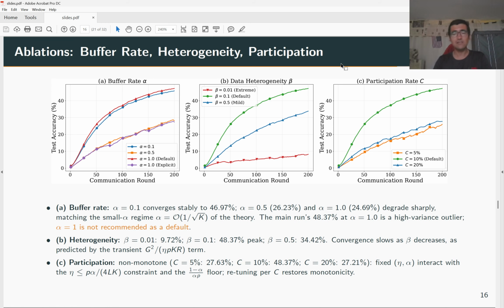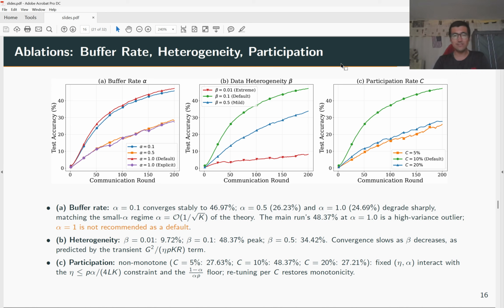And for panel B, heterogeneity: at the extreme Dirichlet 0.01, the run gets stuck near 10%. At 0.1, we reach the 48 we saw, and at the middle, 0.5, this run reaches 34%. The early phase slowdown as the heterogeneity grows is exactly what the transient G-square term predicts.